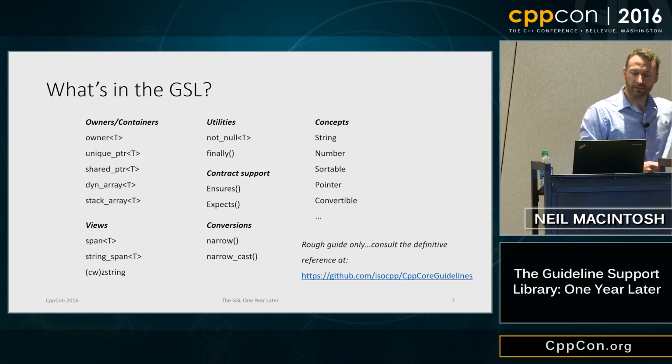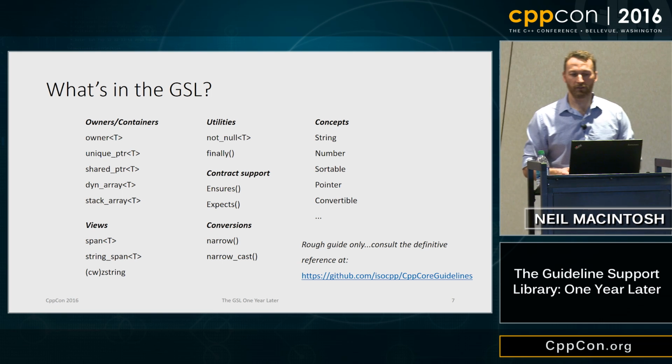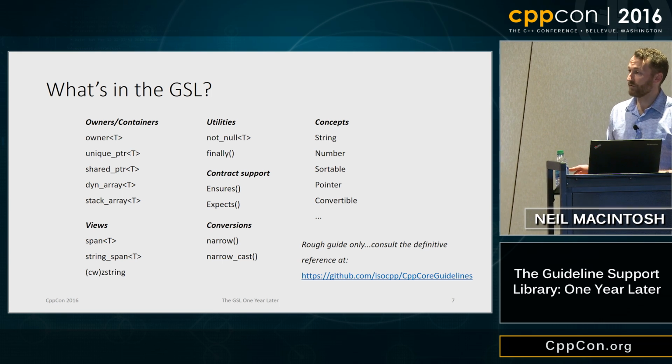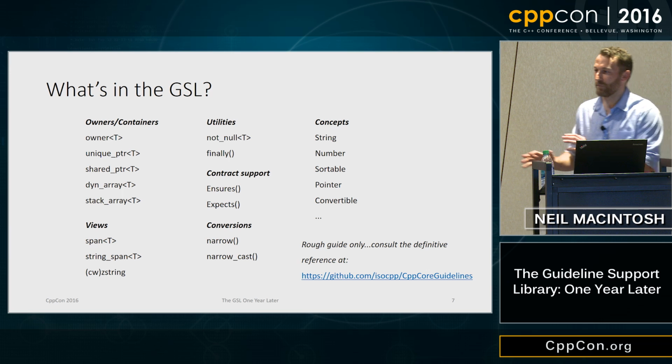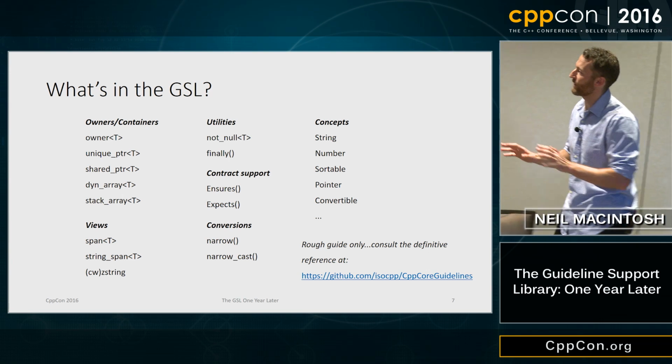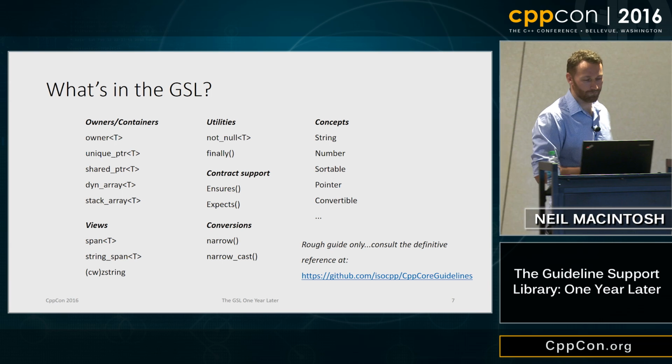So the top of the list is obviously the owners and containers. So these are the way we manage allocations safely in programs, right? So hopefully unique pointer and shared pointer on that list are pretty familiar to everybody. And we're just talking about the standard library types there. It's not some nefarious alternate implementation in the GSL that has some strange behavior you didn't expect. It's the standard two of them.